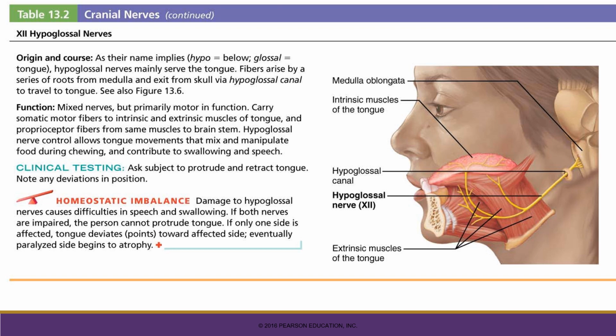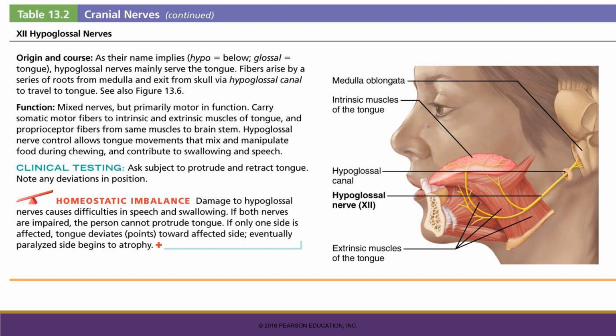Cranial nerve 12, origin and course. As the name implies, hypo means below, glossal, tongue. So hypoglossal nerve serves the tongue. Fibers arise by a series of roots from the medulla and exit the skull via the hypoglossal canal to travel to the tongue. Function, mixed nerve, but primarily motor in function. Carries somatomotor fibers to intrinsic and extrinsic muscles of the tongue and proprioceptor fibers to the same muscles to the brainstem. Hypoglossal nerve control allows tongue movements that mix and manipulate food during chewing and contribute to swallowing and speech.